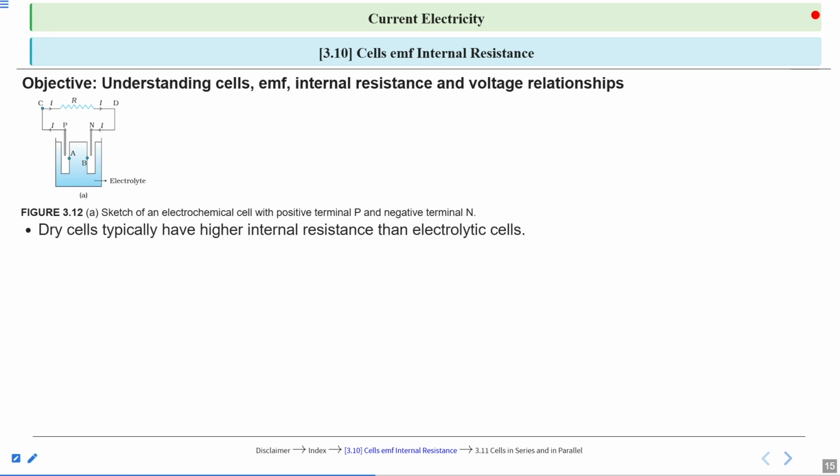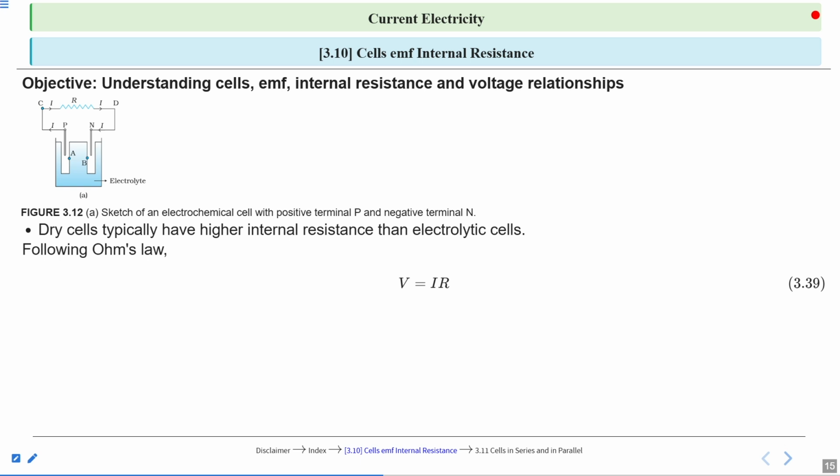Dry cells typically have higher internal resistance than electrolytic cells. These are the small cells in wristwatches. Following Ohm's law, V equals IR.